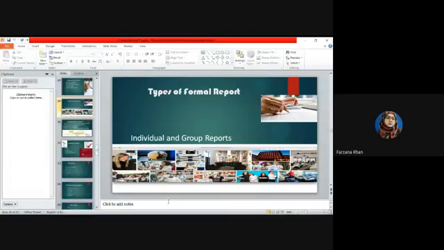So these are the types of report which I elaborated to all of you. And still, if you have any confusion, if you have any query regarding the types of report or what is a report, then you can ask me in the WhatsApp group.